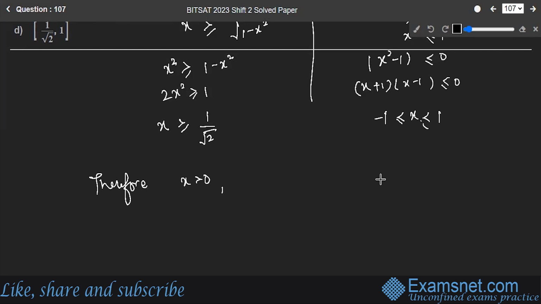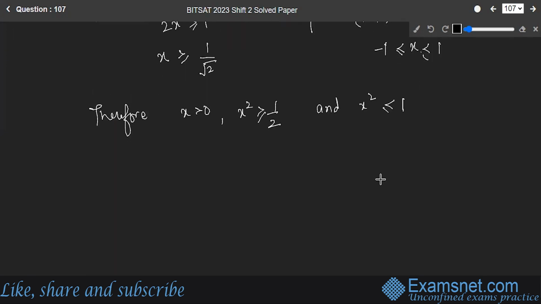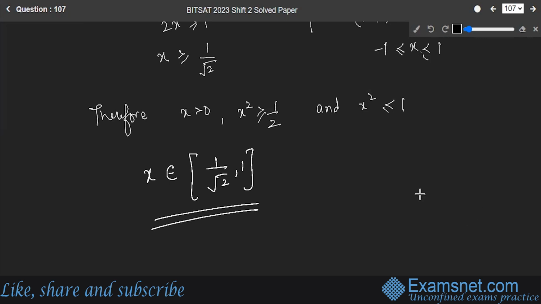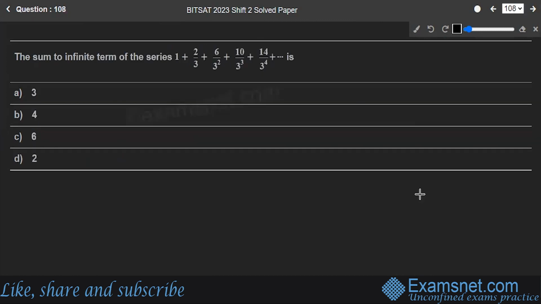So therefore, x greater than 0, x squared greater than 1 by 2, and x squared less than or equal to 1. Combining all these things, x will lie between these two values, right? So here you have option D as the right answer. Hope you understood. Next is question number 128.